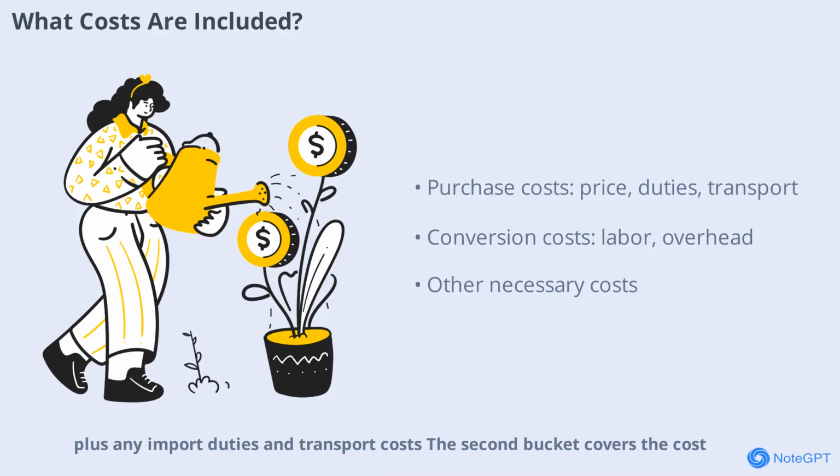The second bucket covers the cost of converting raw materials into finished goods, such as labor and manufacturing overheads. The third bucket is for other costs necessary to bring inventory to its present location and condition. By understanding what costs to include, businesses can ensure their inventory values are accurate and compliant with IAS 2.